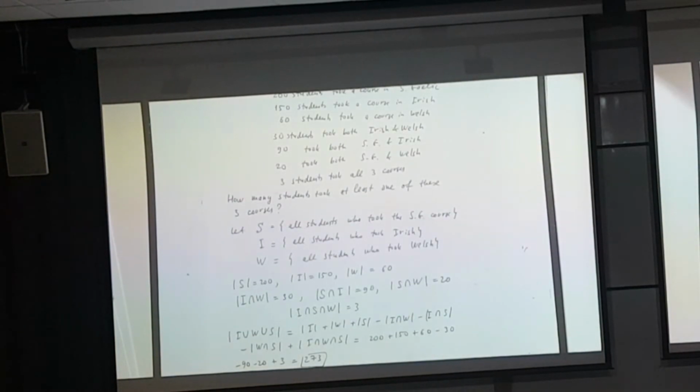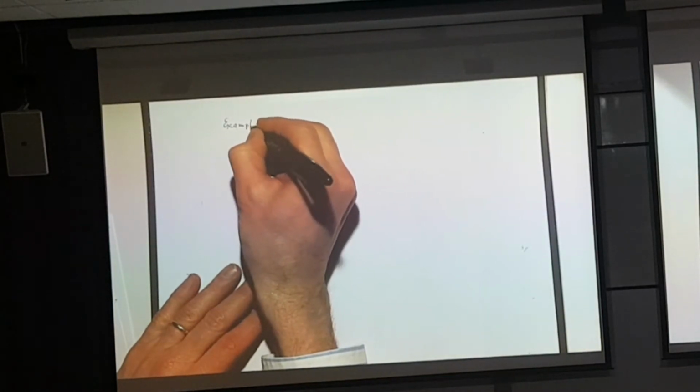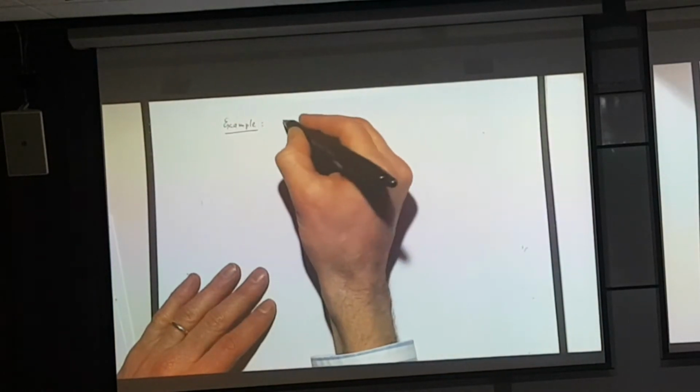Okay, and let's do something more interesting, which involves a more creative use of this formula. So let's look at the following example. Among first-year computer science students, all have to study at least one of the three languages: Python, Java, and C++.